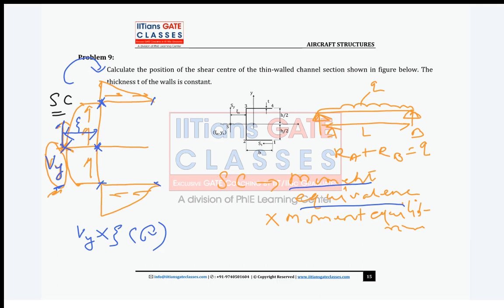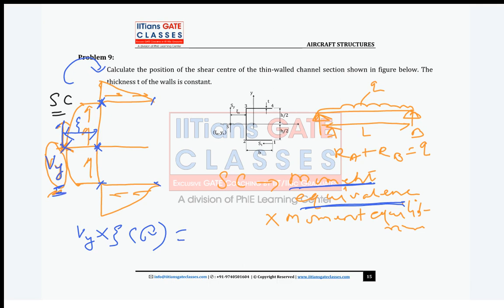Now when you talk about moment equivalence, guys, will you equate clockwise equal to clockwise, or will you equate clockwise equal to anti-clockwise? Exactly, clockwise equal to clockwise. Okay. Now, guys, this is the moment created by shear force.